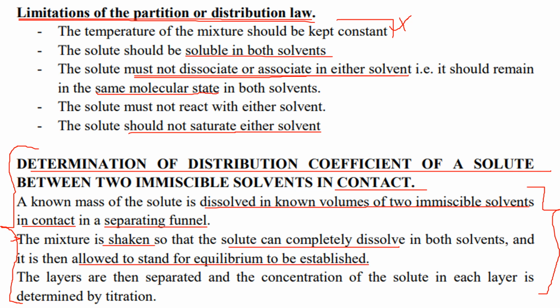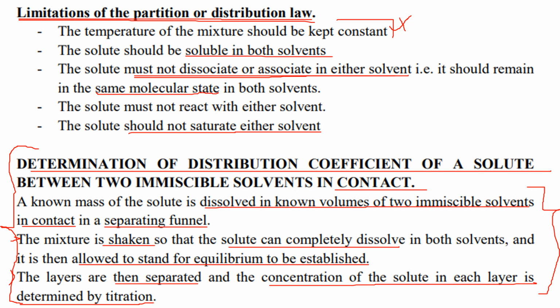Now standing allows two functions. It allows establishment of equilibrium. It also allows, remember these are immiscible mixtures that have been put in a separating funnel, the layers to settle, so that after the solid distributes itself at equilibrium, the layers are separate. That's why we come to Roman number 3. The layers are then separated and the concentration of the solid in each layer is determined by titration.